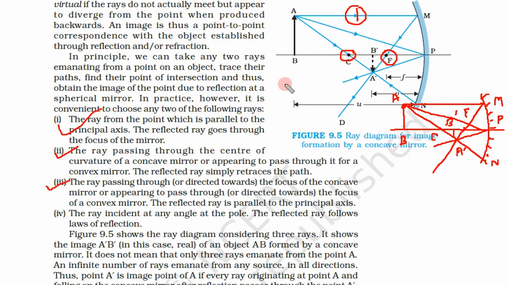The third ray is passing through the focus point, which is not shown here, and it will become parallel to the principal axis. And the fourth ray is incident at the pole, and it will follow the law of reflection, so both angles are equal. In this case, solving these rays becomes much easier. That's why we choose these four convenient rays.